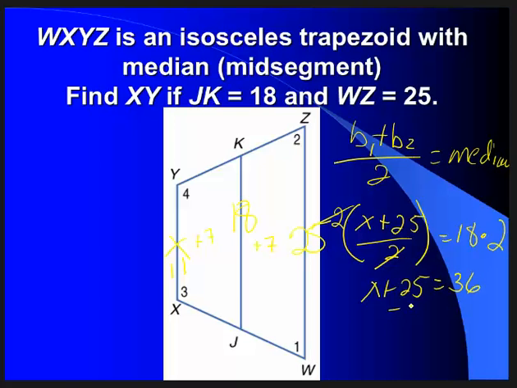When I subtract the 25, x equals 11. Again, two different approaches, but because they're both mathematically sound, they both are using true relationships, I will get the same answer either way. Go with the one that makes the most sense to you.